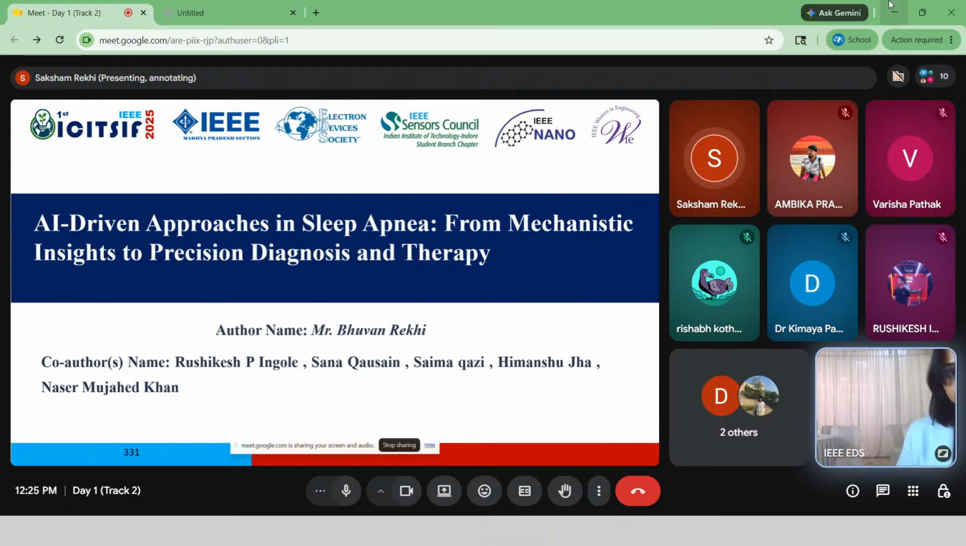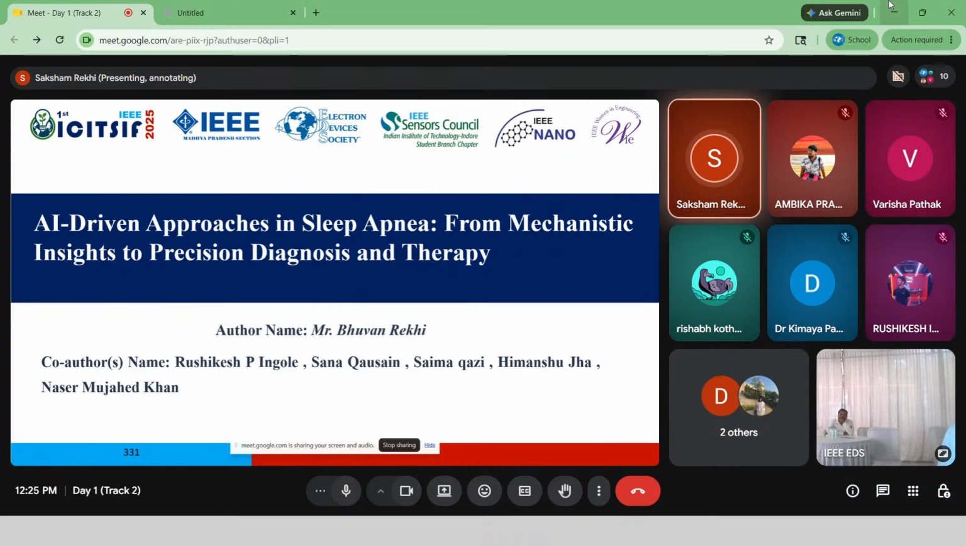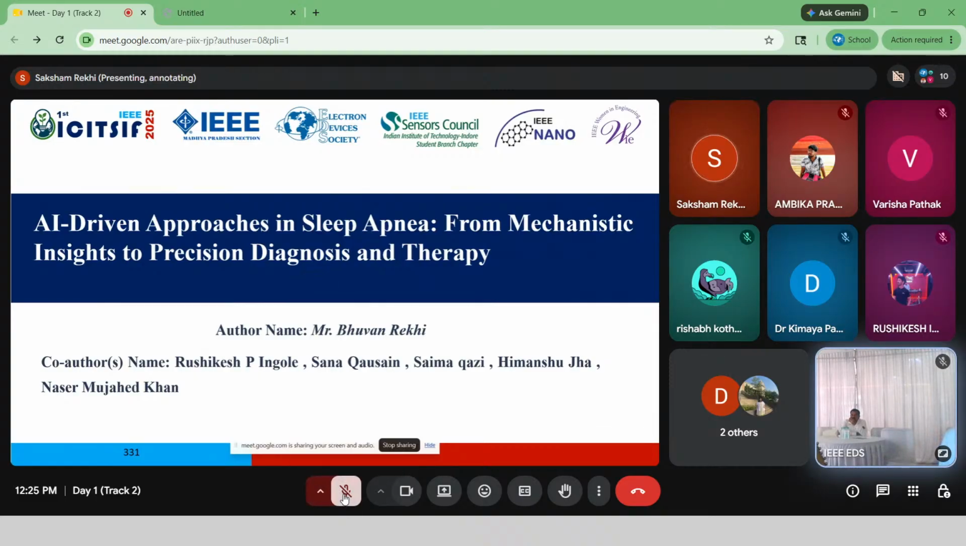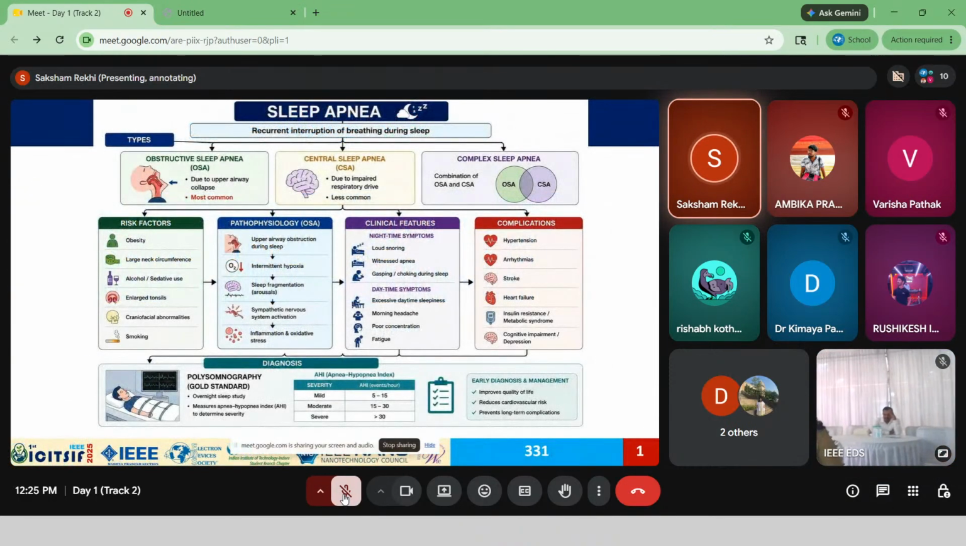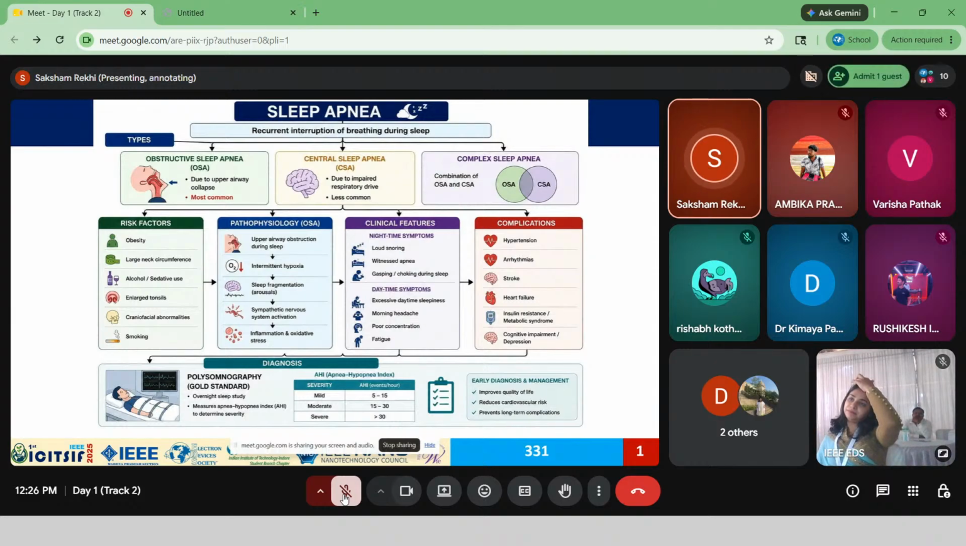Today I, Bhuvan Rekhi, will be presenting our paper entitled AI-driven approaches in sleep apnea: from mechanistic insights to precision diagnosis and therapy. Sleep apnea is one of the common yet underdiagnosed sleep related breathing disorders affecting millions of people worldwide. It is characterized by repeated interruptions in breathing during sleep, leading to intermittent hypoxia, sleep fragmentation, excessive daytime sleepiness, and increased risk of cardiovascular, metabolic, and neurocognitive complications.